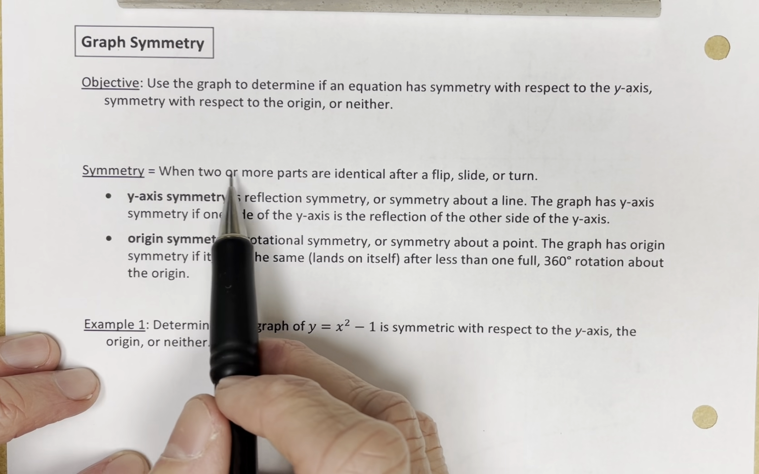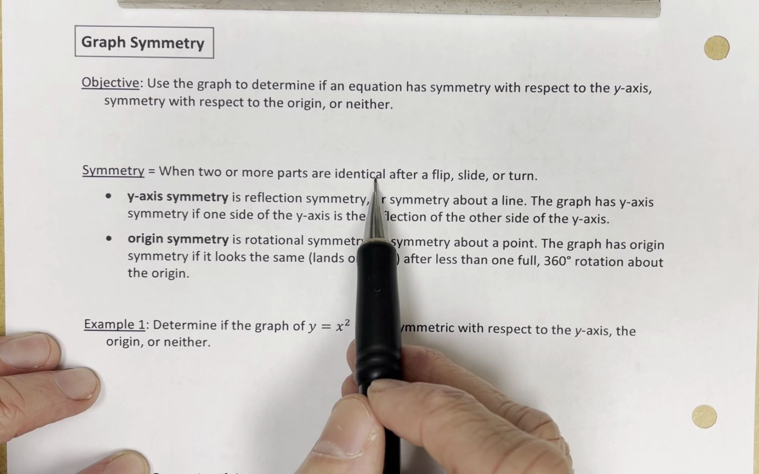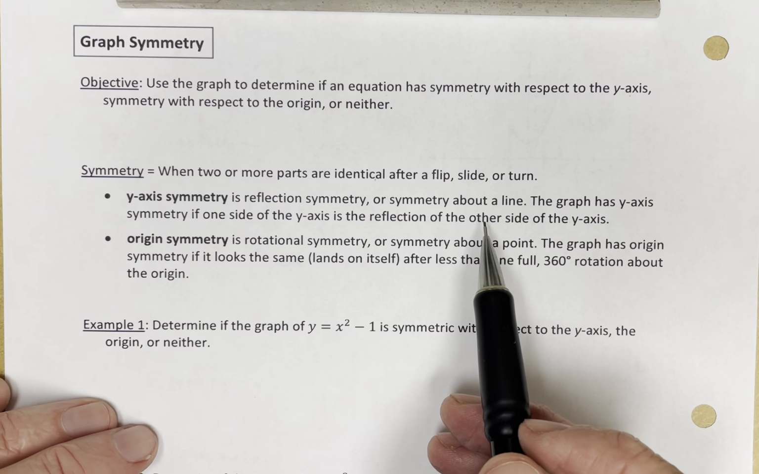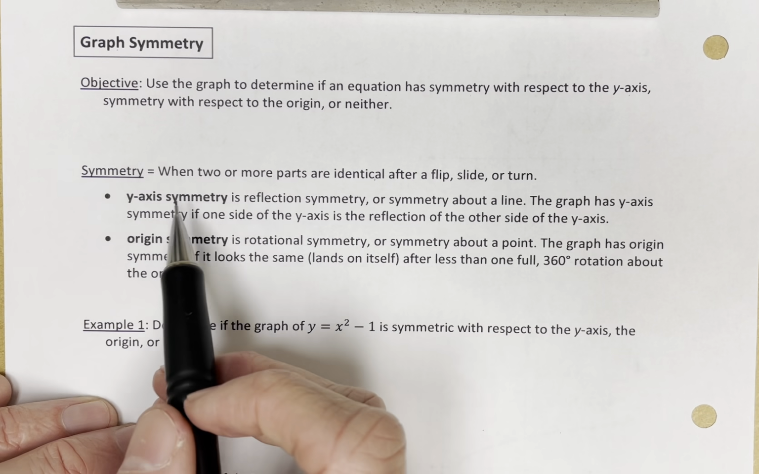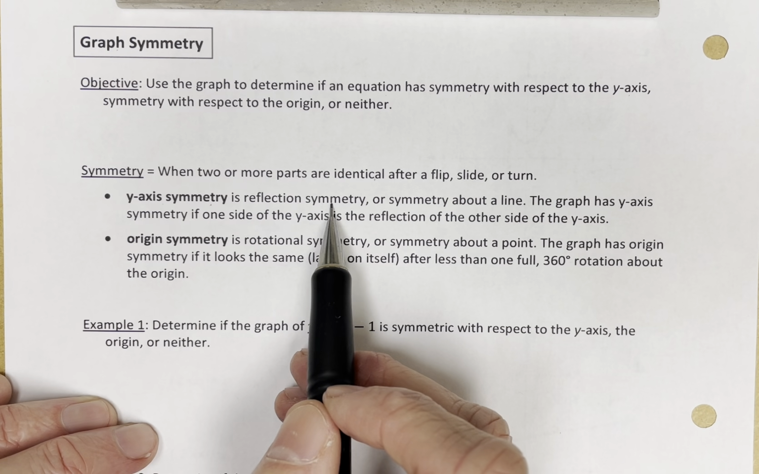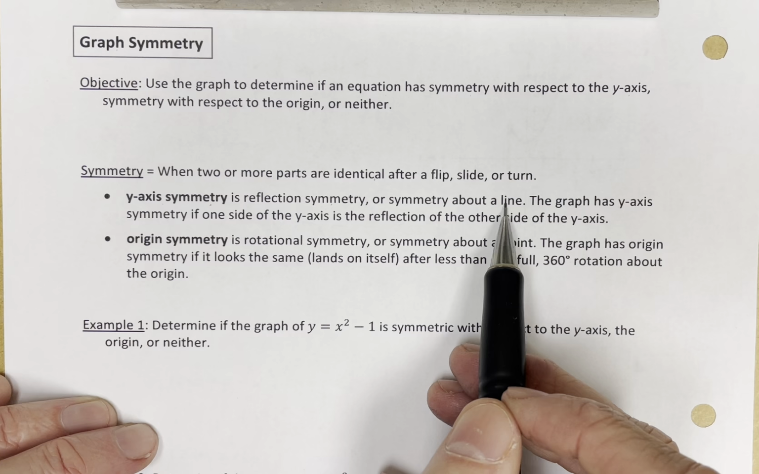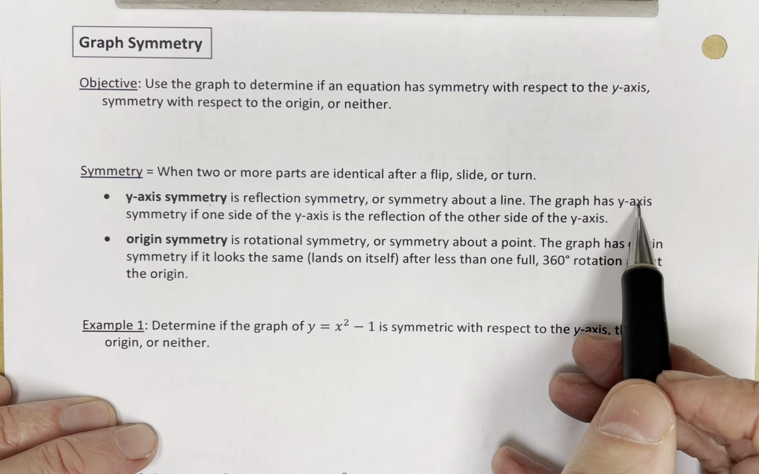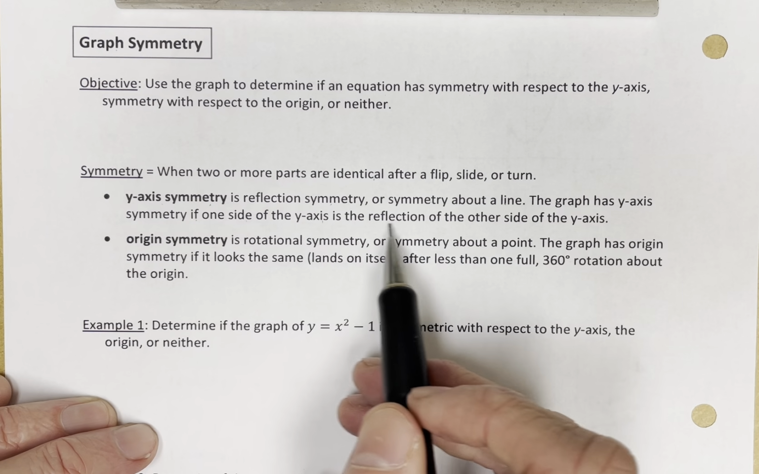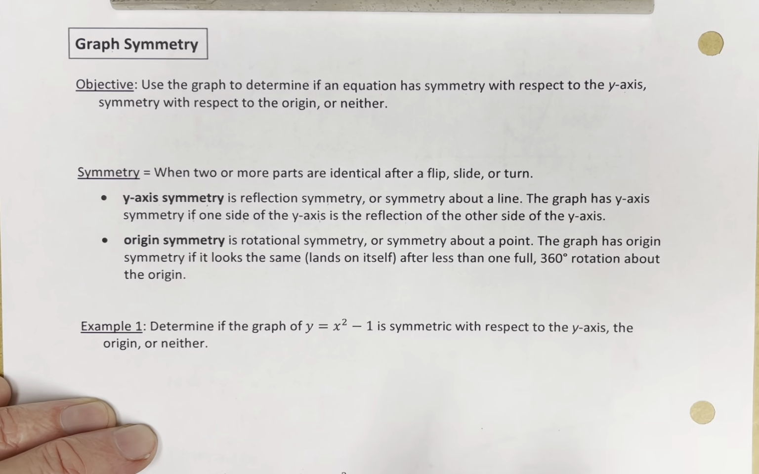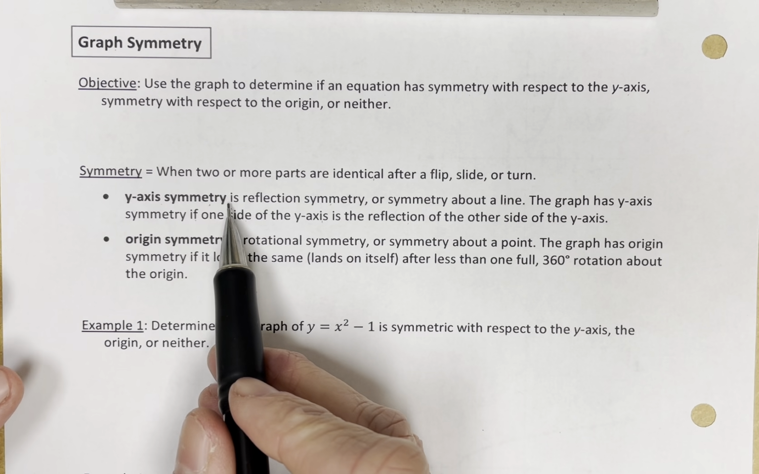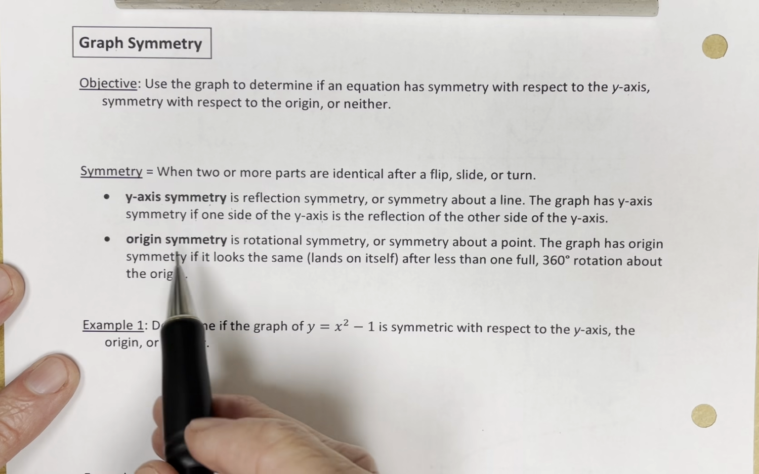Symmetry is when two or more parts are identical after a flip, a slide, or a turn. All right, after you flip, slide, or turn. Specifically, y-axis symmetry is reflection symmetry, or symmetry about a line. The graph has y-axis symmetry if one side of the y-axis is the reflection of the other side of the y-axis. That's one of our two things we're going to focus on.